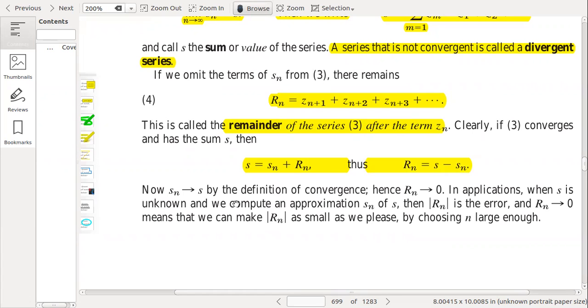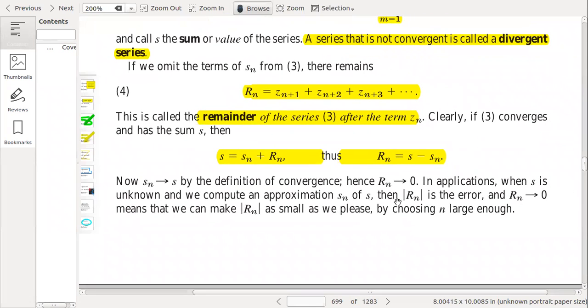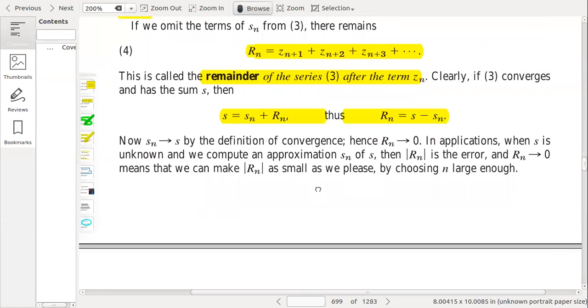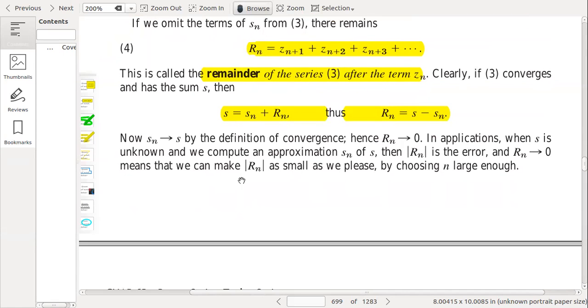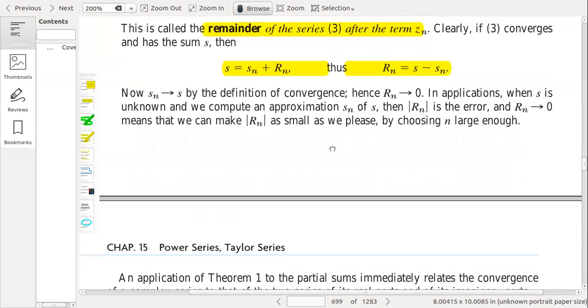Now Sn approaches S by the definition of convergence. Hence Rn approaches 0. In applications, when S is unknown and we compute an approximation Sn of S, then the absolute value of Rn is the error, and Rn approaching 0 means that we can make the absolute value of Rn as small as we please by choosing n large enough.